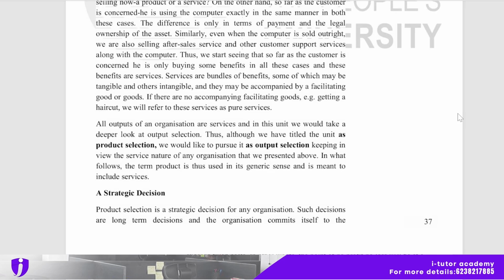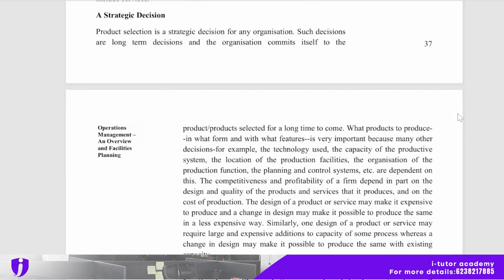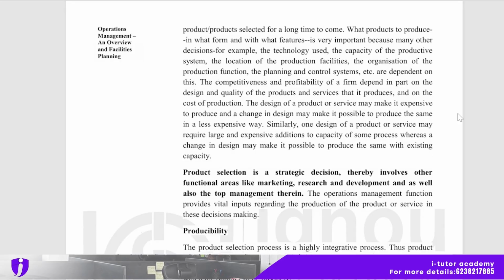Next is strategic decision. Product selection is a strategic decision for any organization, and such decisions are long-term decisions; the organization commits itself to the product or products selected for a long time to come. What product to produce, in what form and with what features is very important, because many other decisions depend on it, for example the technology used, the capacity of the productive system, and the location of the production facilities.